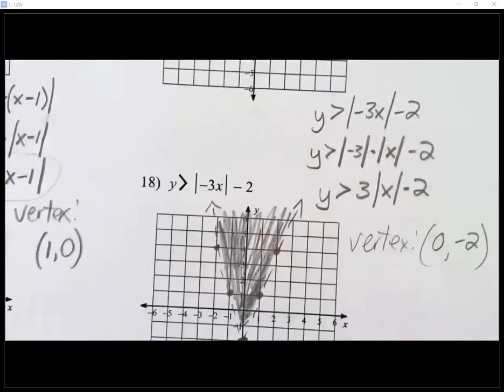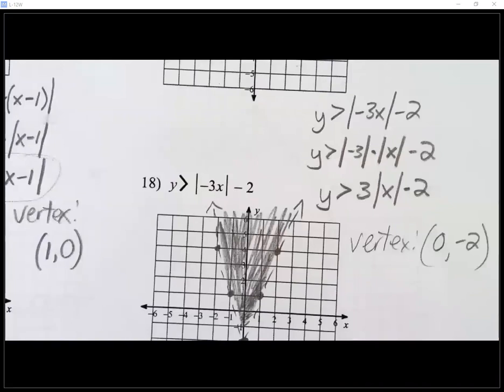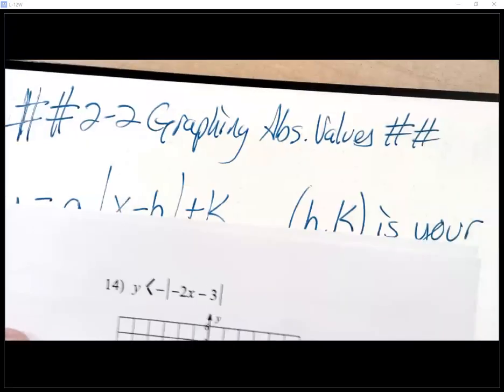All right, so I did skip over 14, so let's go back because that one's kind of weird, but totally doable. It's just the numbers aren't so nice. So if we rewind back to 14. Whoa.